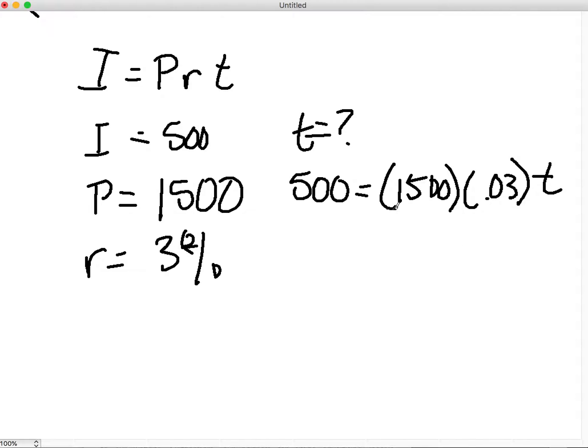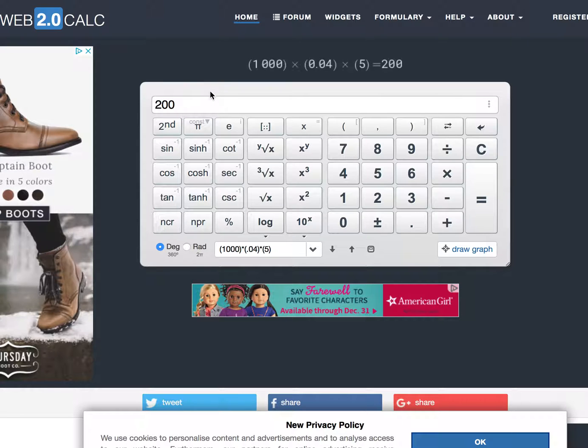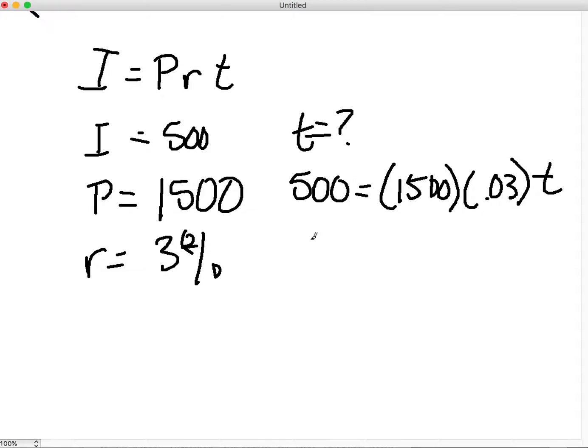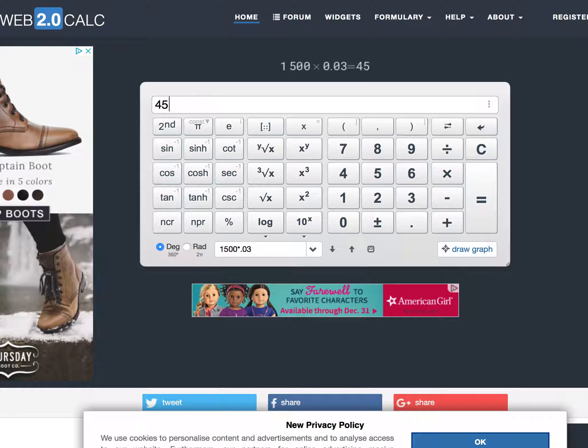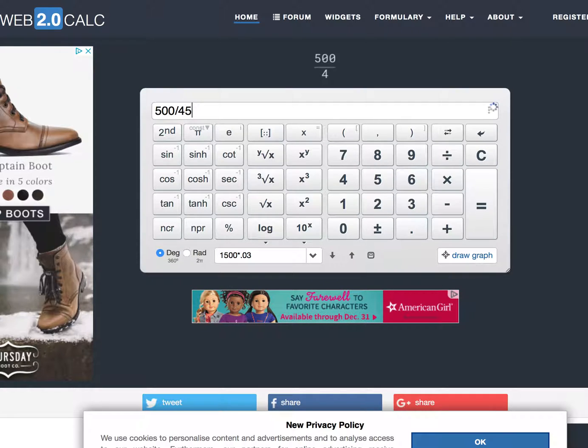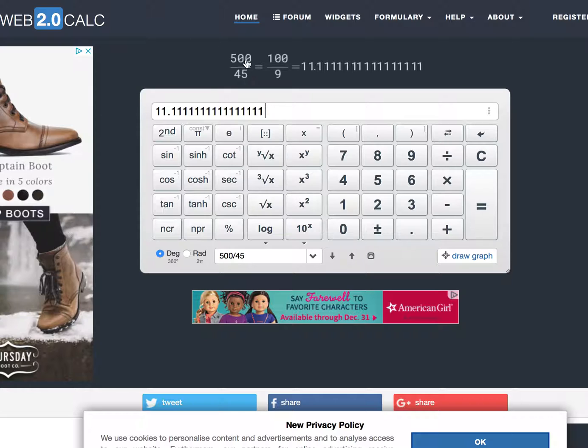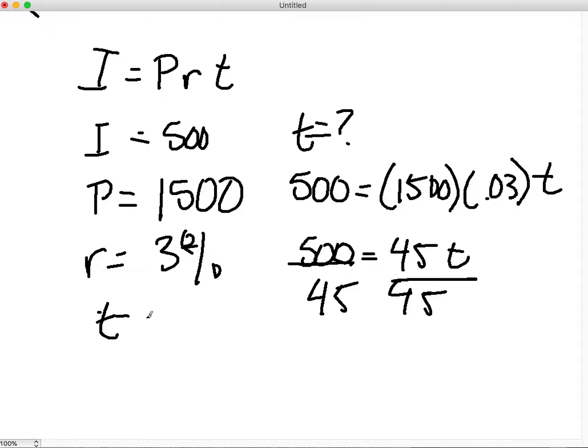So at this point, I can do 1,500 times 0.03, and that gives me 45. So what this becomes is 500 equals 45t. So I would divide both sides by 45, following the rules of solving an equation. And at that point, I know that it is going to take me 11.11 years. So the simple interest formula is pretty straightforward on solving.